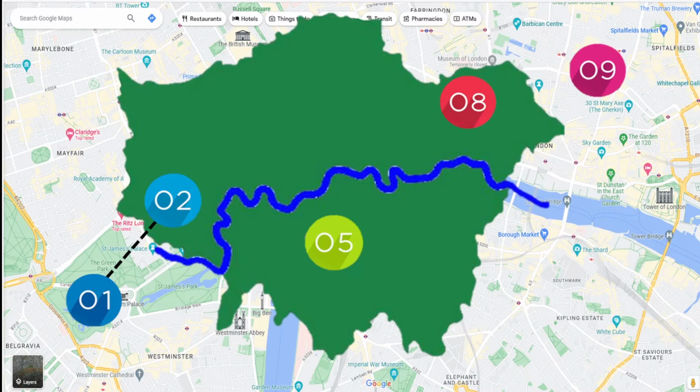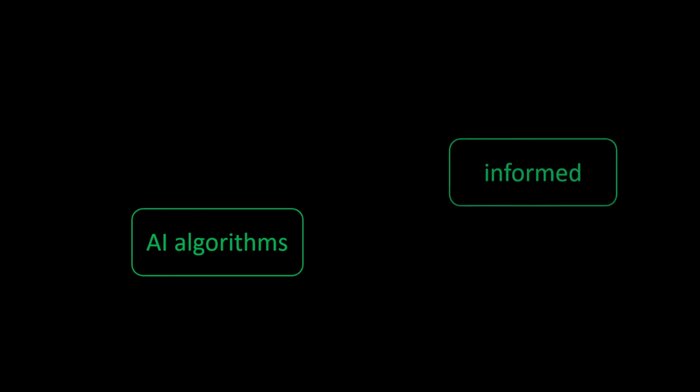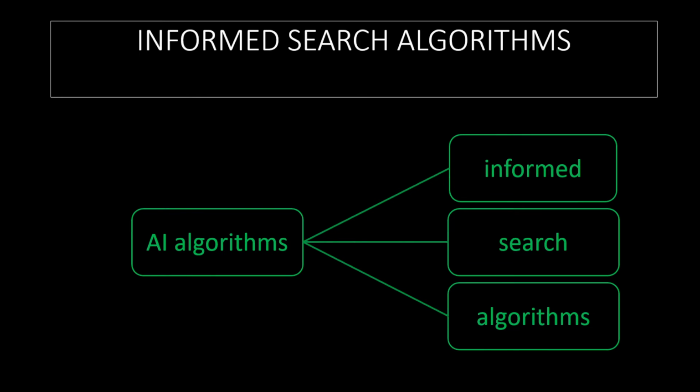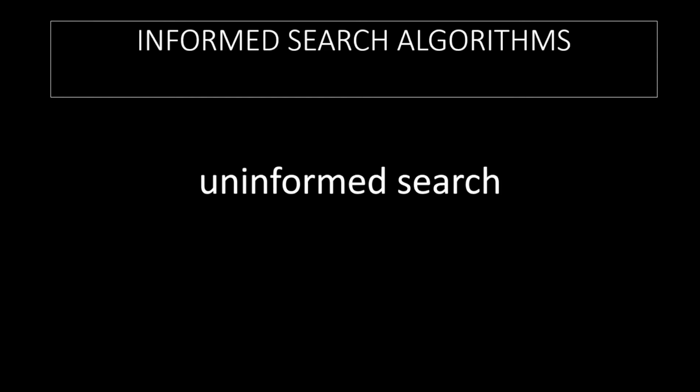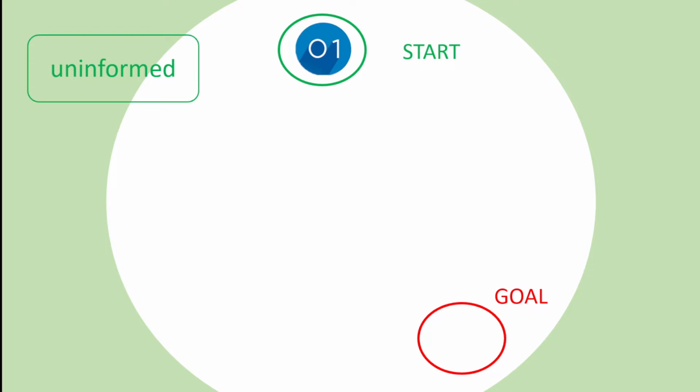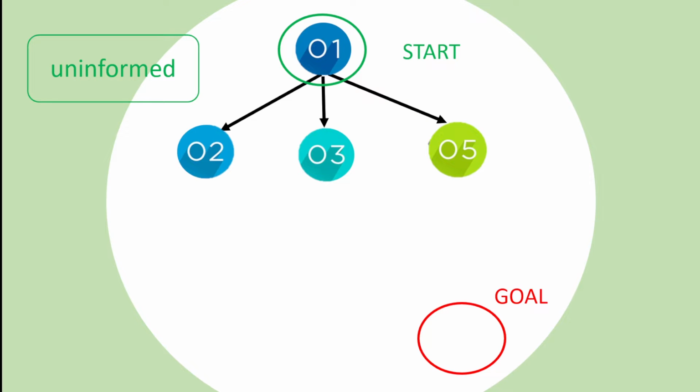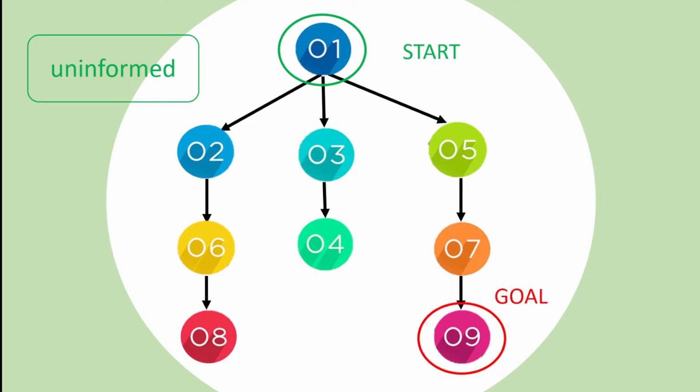AI algorithms that are informed use some type of knowledge, like estimated time or even straight line distance. We've read, listened, watched and studied other sources to identify the best way to clearly explain informed search algorithms. As you've seen with our previous videos, the uninformed search goes through each of the nodes, looking at children nodes until it finds its goal.